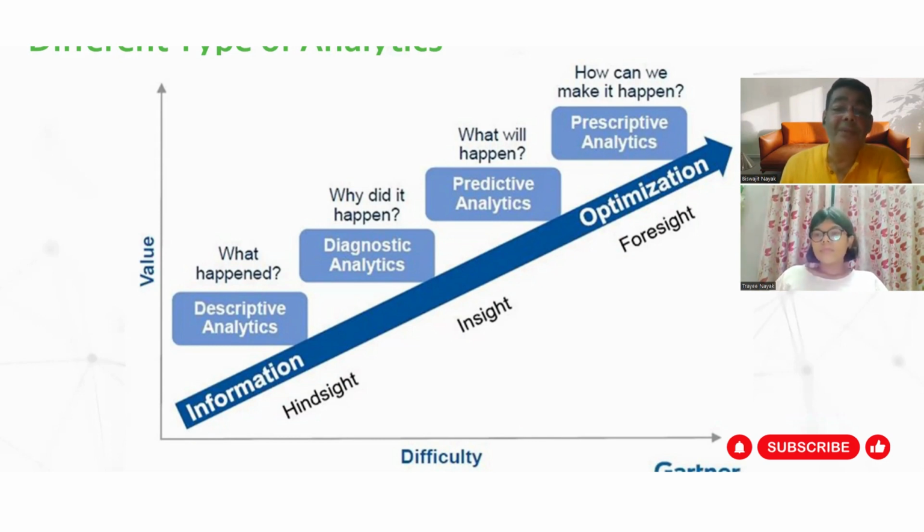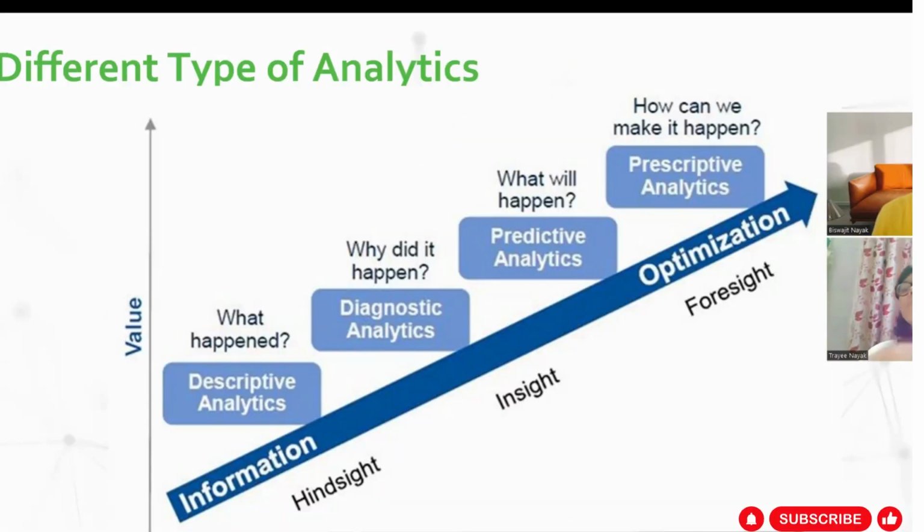Moving up, we have something called diagnostic analytics. This is more about the variables or the rules which contribute to the causes. Then moving up, we have predictive analytics, right? For forecasting, like regression and classification that we saw, and then prescriptive analytics, right?